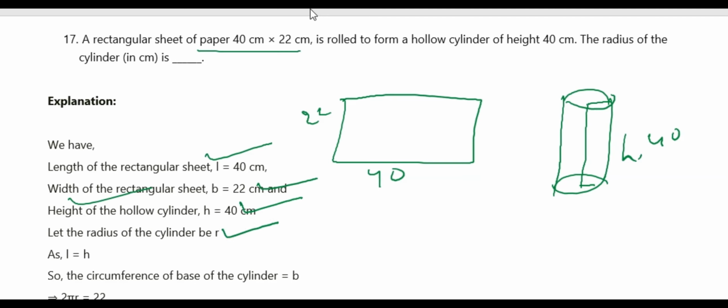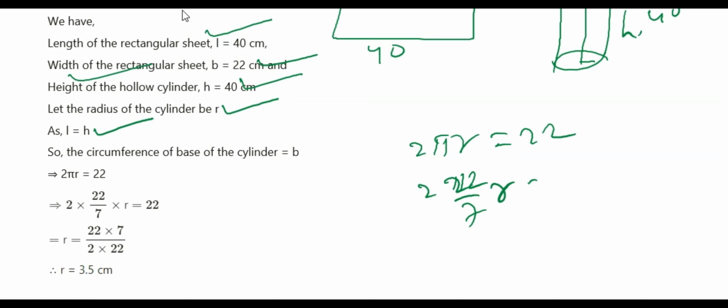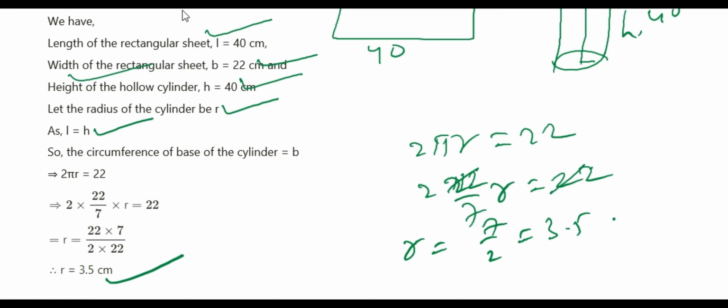So here length and height are equal. So the circumference of the base of the cylinder, how can you write here? Here it is written, right? So we can write 2 pi r equal to 22, and then you compute it, 2 into 22 by 7 into r equal to 22. 22 cancels, right? So what can we write for r? That is 7 by 2. 7 by 2 means 7 half equal to 3.5. The option will be C in the examination, right?